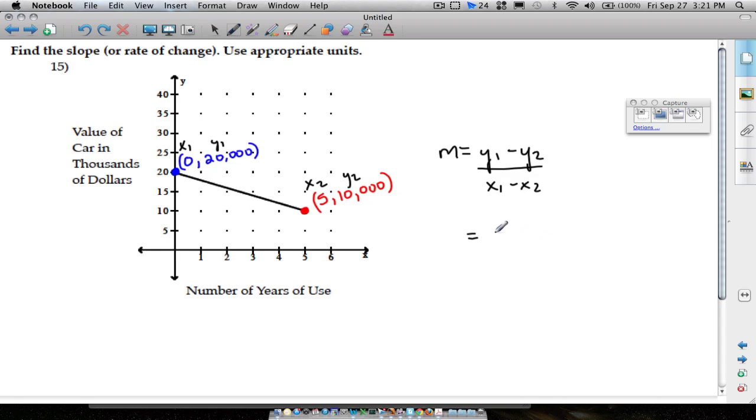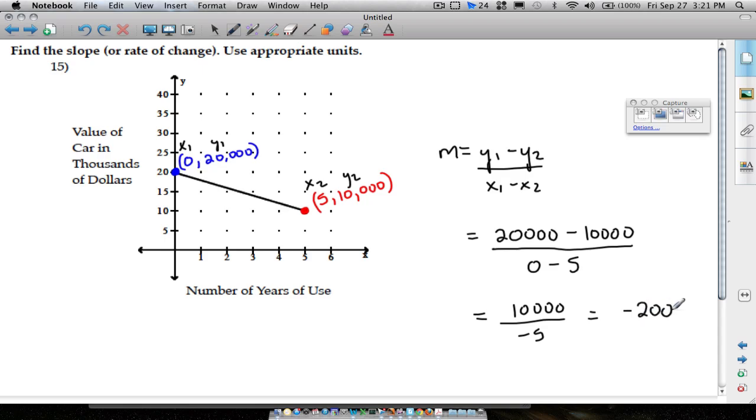Alright, so our formula, 20,000 minus y2, which is 10,000, over x1 minus x2, so that's 0 minus 5, and that is where our negative is going to come into play. 20,000 minus 10,000 is 10,000, divided by 0 minus 5, that's negative 5. So when we divide this, we get negative 2,000.